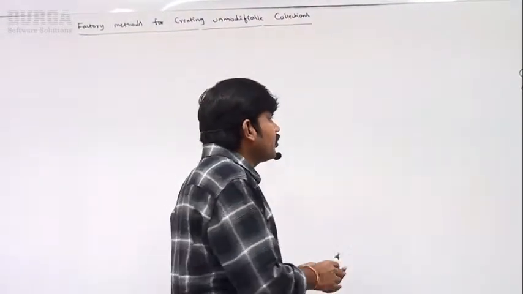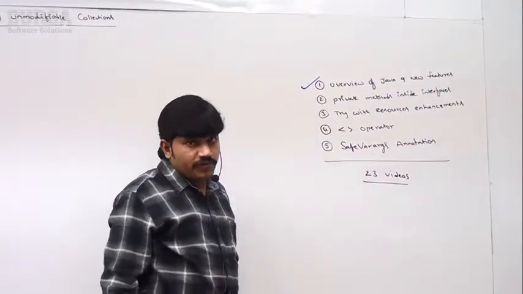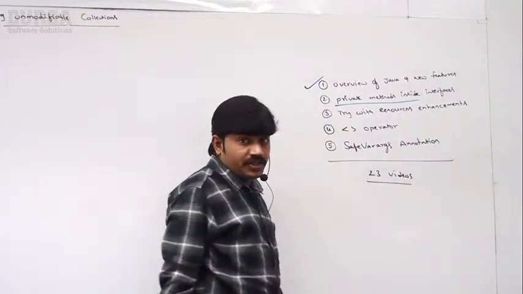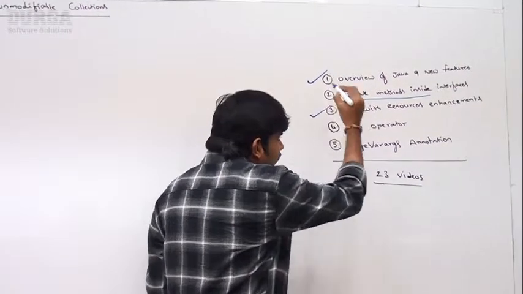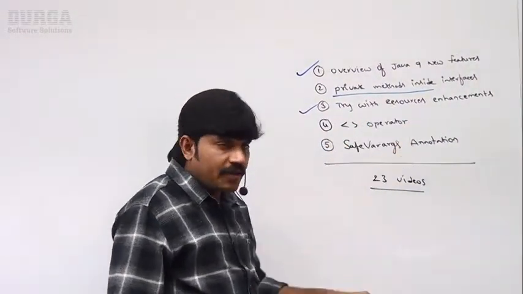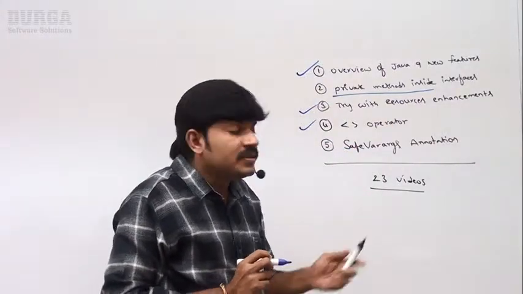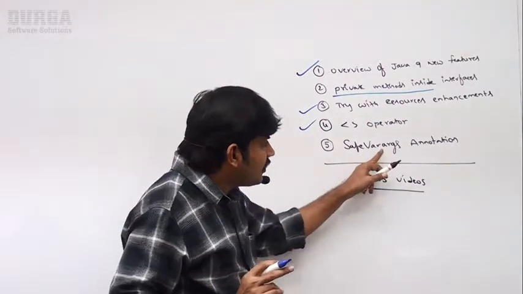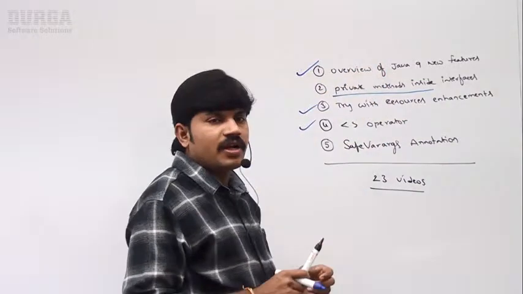These are the 5 topics we discussed. Observe that overview of Java 9 new features I covered. Next, private methods inside interfaces we discussed; of course, I'm not going to talk about it again because we discussed it in detail. Next, try with resource enhancements in 1.9. What enhancements came we covered: the diamond operator which came in the 1.7 version, and in the 1.9 version, what enhancements are there? And then the SafeVarargs annotation. These 5 topics we covered already.